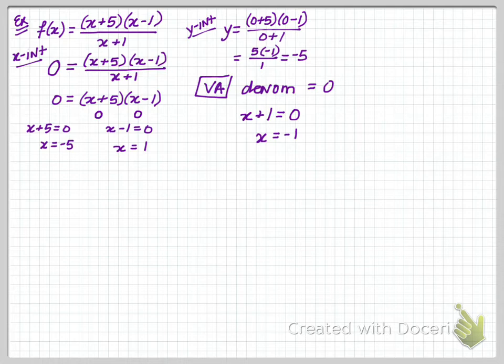Now let's think about our horizontal asymptote. Our horizontal asymptote occurs when we use that rhyme. Low over high is y. High over low is no. Same over same, coefficients you name.